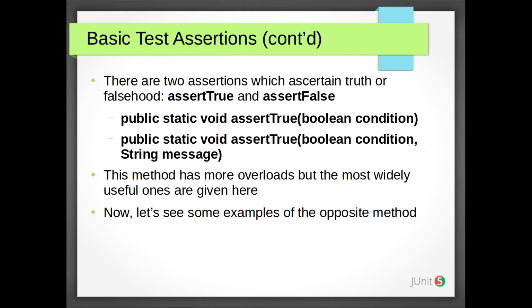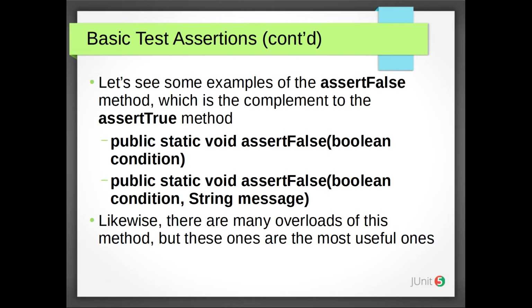Now let us see some examples of the opposite method. Let us see some examples of the assertFalse method, which is the complement to the assertTrue method. For example, public static void assertFalse boolean condition. Public static void assertFalse boolean condition, string message.